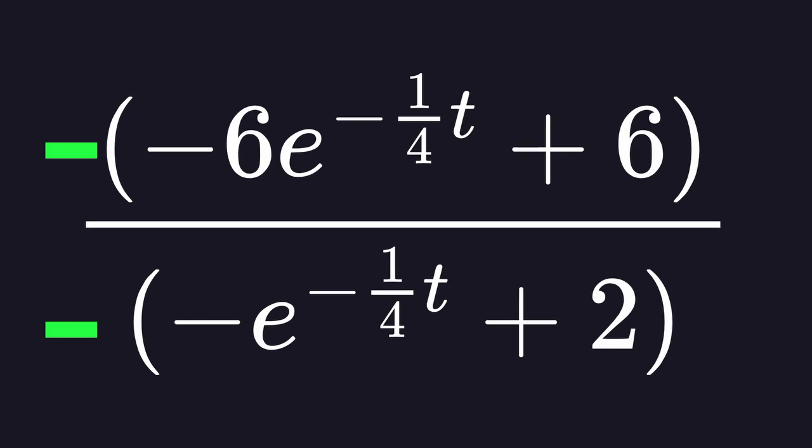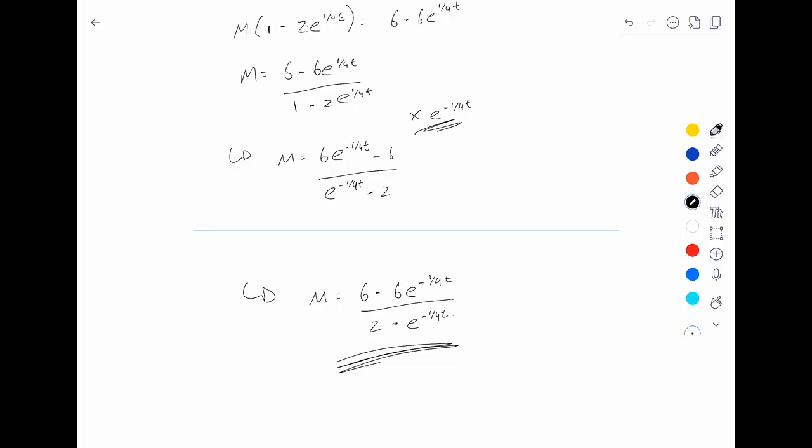of negative a quarter t plus 6, over negative e to the negative a quarter t plus 2, which finally gives us an answer of m is equal to (6 minus 6e to the power of negative a quarter t) over (2 minus e to the negative a quarter t). And that's your final answer.